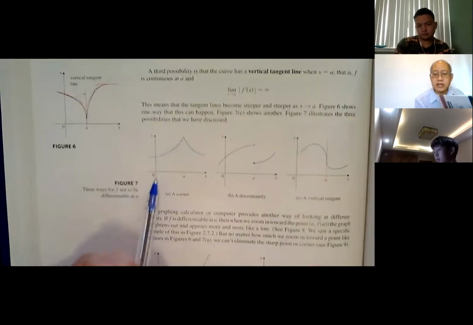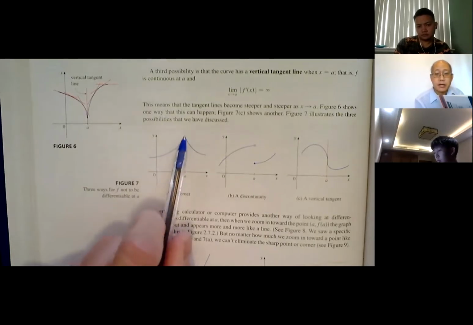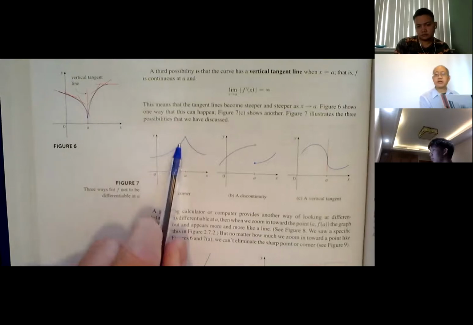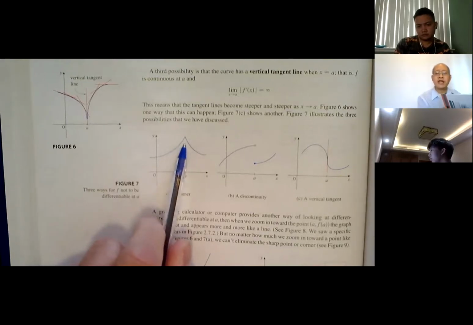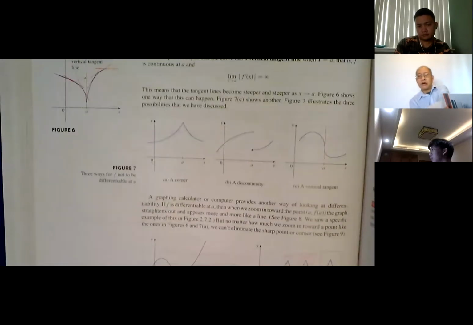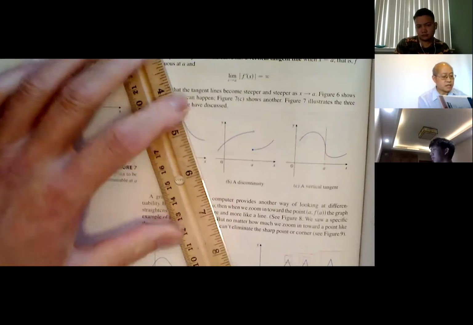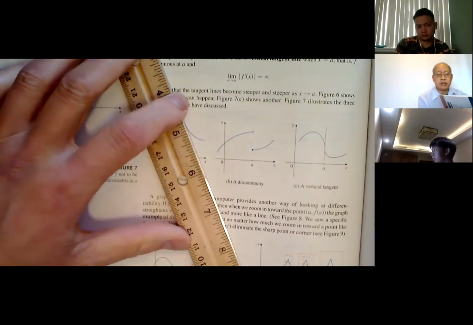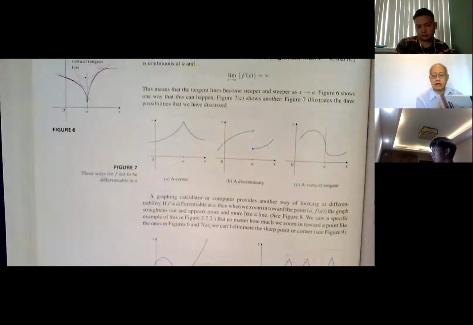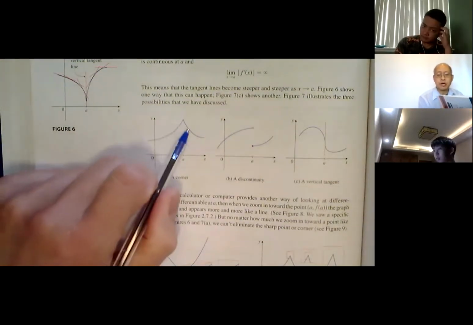Take a look at this. They call this a corner point. Looks like a corner point. Now the function's still continuous, but you don't have any one slope at that given point. If I were to come from the left, I would say the slope is something like this, right? But if I were coming from the right side, I would say the slope is something like that. So I don't have any one number that I could say is the slope. It's almost like I have two slopes, one coming from the left and one coming from the right.